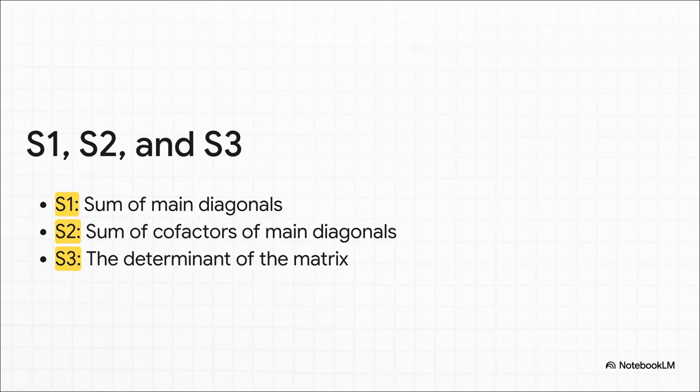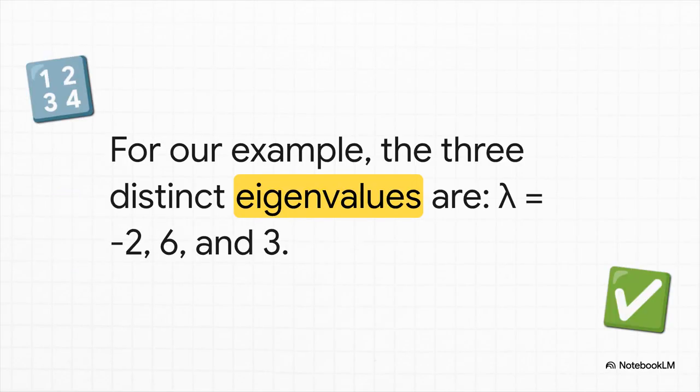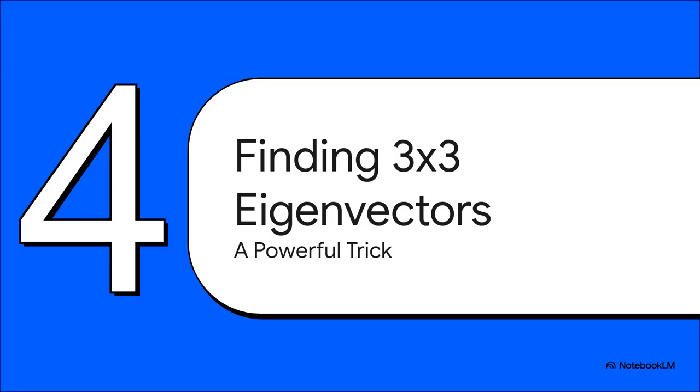And a cofactor is just a fancy way of saying the determinant of the little 2x2 matrix that's left when you cross out an element's row and column. So for our example matrix, and we're skipping the number crunching here to save time, but if you were to calculate S1, S2, and S3, you'd get 7, negative 36, and negative 36. You plug those into our 3x3 shortcut, and you get this cubic equation. Again, you'd probably use a calculator to solve this one, and it would give you our three eigenvalues, -2, 6, and 3.